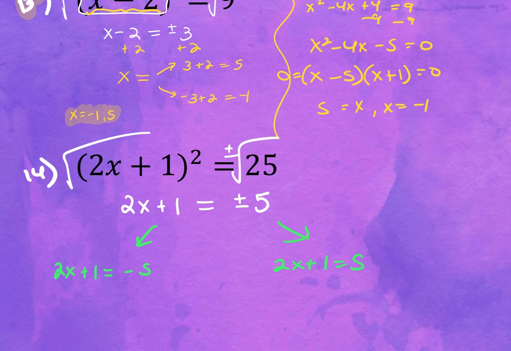Just be really careful when you're adding and subtracting on that other side. So if I split it, I get negative 1, negative 1. So 2x would equal negative 6, divide by 2. And x is negative 3. And on the right, subtract the 1. 2x equals 4, divide by 2. And x equals 2.